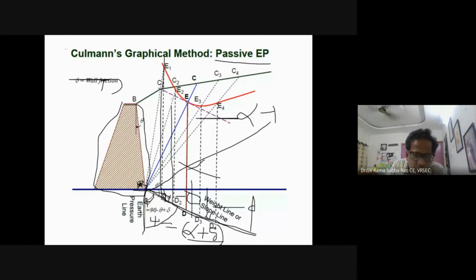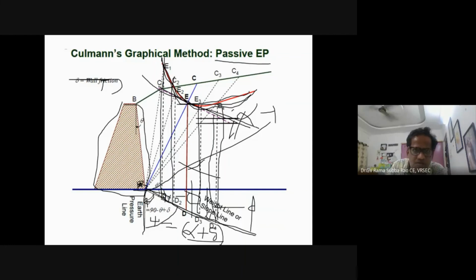This is your 2, 2 dash. This is your 3, 3 dash. I can explain, I'm not actually skipping this 4, 4 dash. Now join these points 1 dash, 2 dash, 3 dash with a smooth curve. Now you can see the curve. This is the Culmann's curve in case of passive earth pressure. So now draw a tangent the same way. Draw a tangent parallel to phi line. This is the tangent.